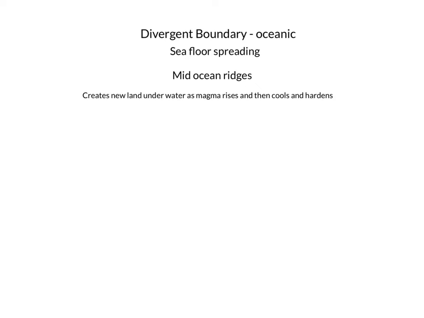So here are the main points that we need to make sure that we've gotten so far. At a divergent boundary, which is where two plates spread apart from each other, specifically these are going to be oceanic plates, we get seafloor spreading. This creates mid-ocean ridges. At the mid-ocean ridges, it creates new land underwater as the magma rises and then cools and hardens. Now you're about to see a couple pictures of some examples.